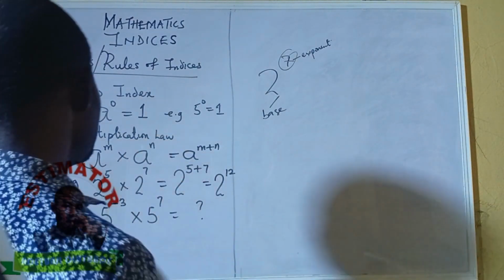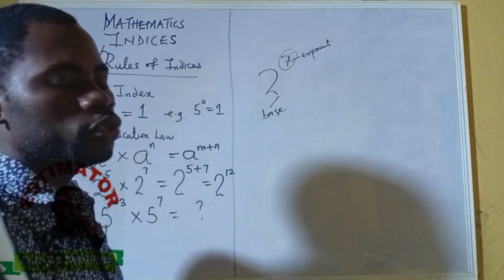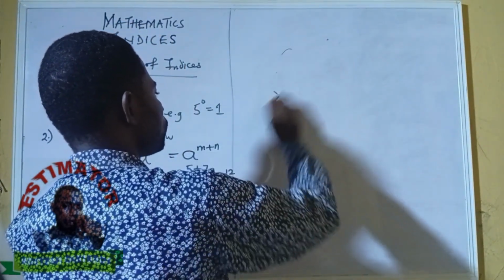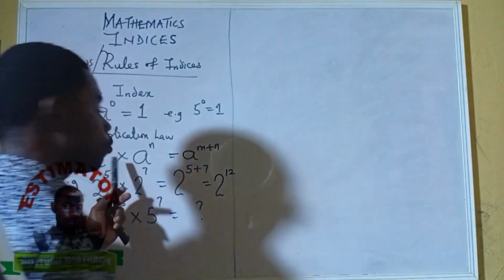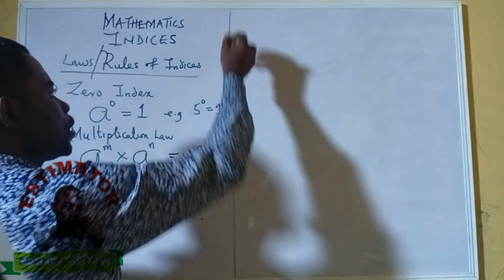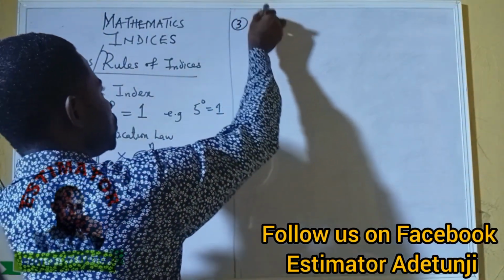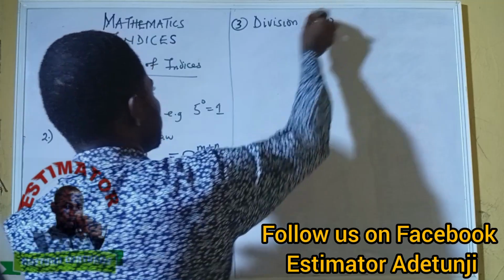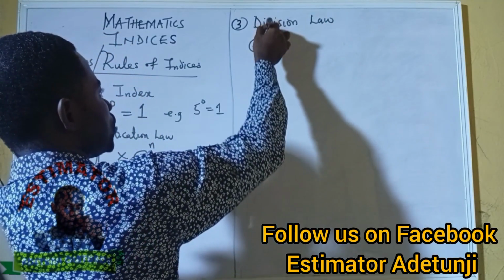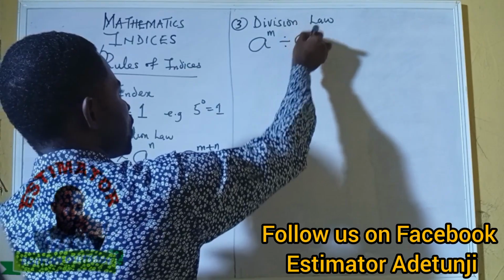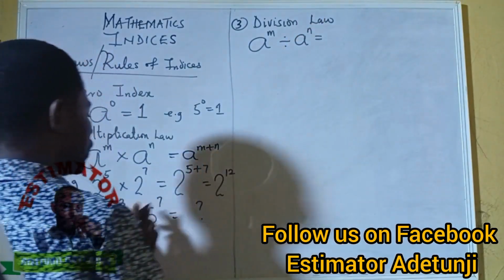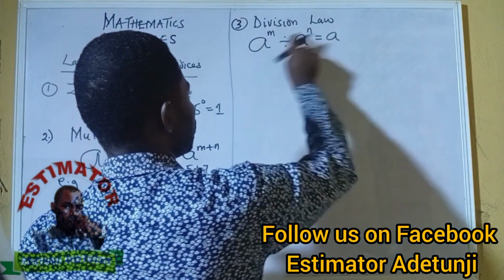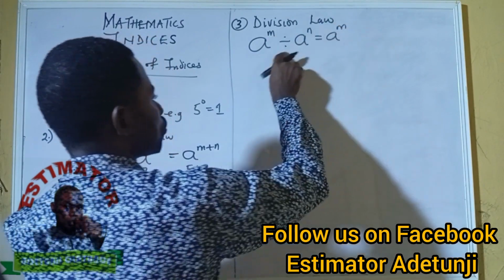So I'm going to rule number 3. I call it division rule or division law. What is this law saying? It's like the opposite of what we have here. What it's saying is that if I'm having a exponential m divided by a exponential n, the same pattern, the operation is just different. So I'll just pick one of them, and now we have this m, the division turns to minus.